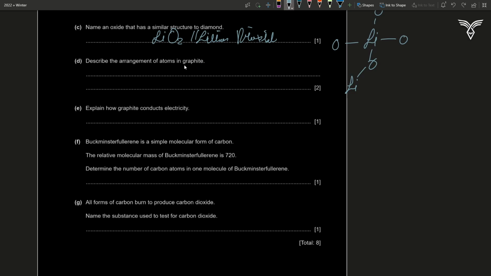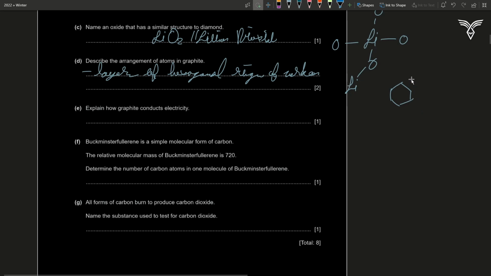طيب احنا عارفين ان ال atoms in graphite are arranged in layers of hexagonal rings of carbon. فهم layers of hexagonal rings of carbon. عندك الفيرست هكساجون تحته مثلا يكون في second hexagon و rinse and repeat.